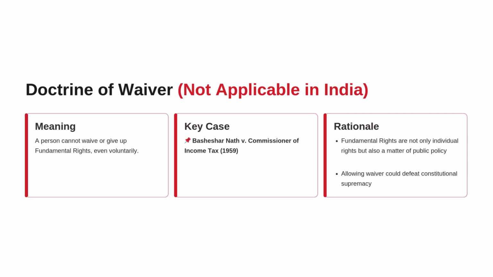The question of waiver of fundamental rights arose in the case of Basheshwar Nath versus Income Tax Commissioner for the first time. It was held that the doctrine of waiver is not applicable to Part 3 of the Indian Constitution as it is applied to the American Constitution. Thus, no citizen can waive or give up his fundamental rights that are guaranteed to him under Part 3 of the Indian Constitution, as it is not only his right but at the same time it also imposes an obligation on the state. Therefore, fundamental rights cannot be waived.